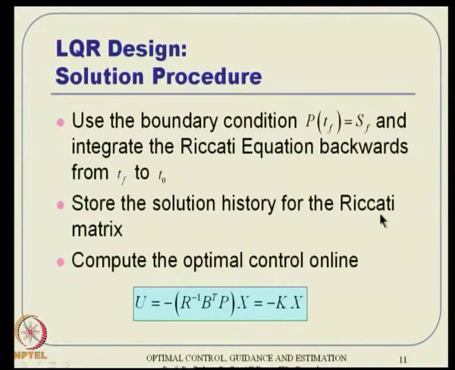Okay. So, this is what is written here. You use the boundary condition and integrate the Riccati equation backward from t f to t naught, store the solution history of the Riccati matrix from t naught to t f, and compute the optimal control online. When online, you have to compute it, u equal to minus R inverse B transpose lambda, where lambda is nothing but P times x. So, this part you can think of as something like a gain matrix, hence you can write u equal to minus K times x. Okay. So, that is how it is computed.